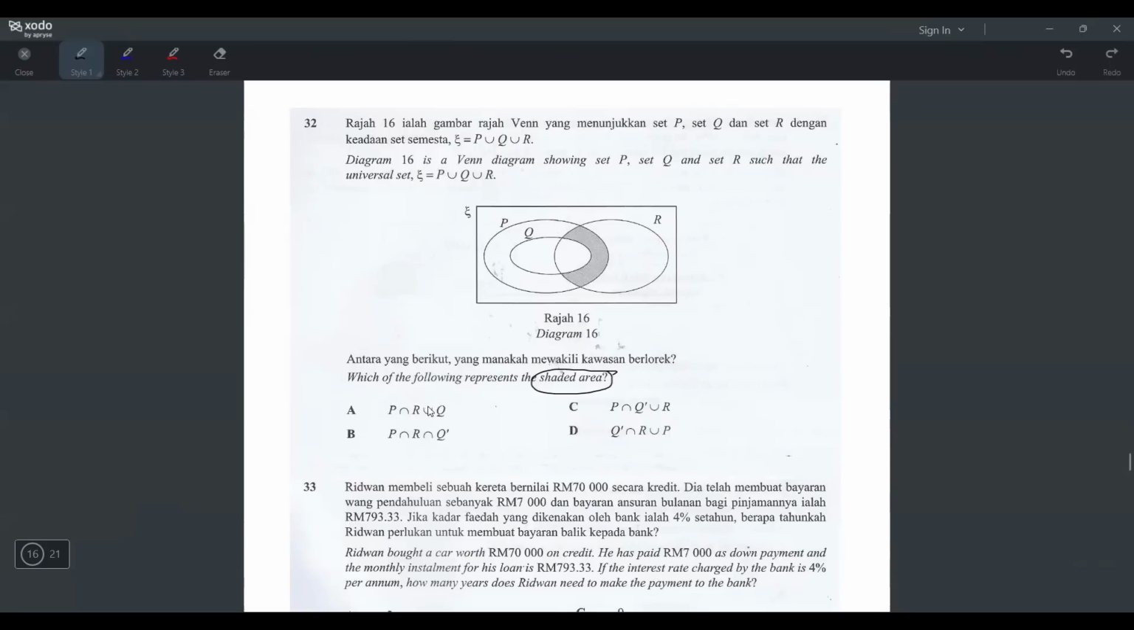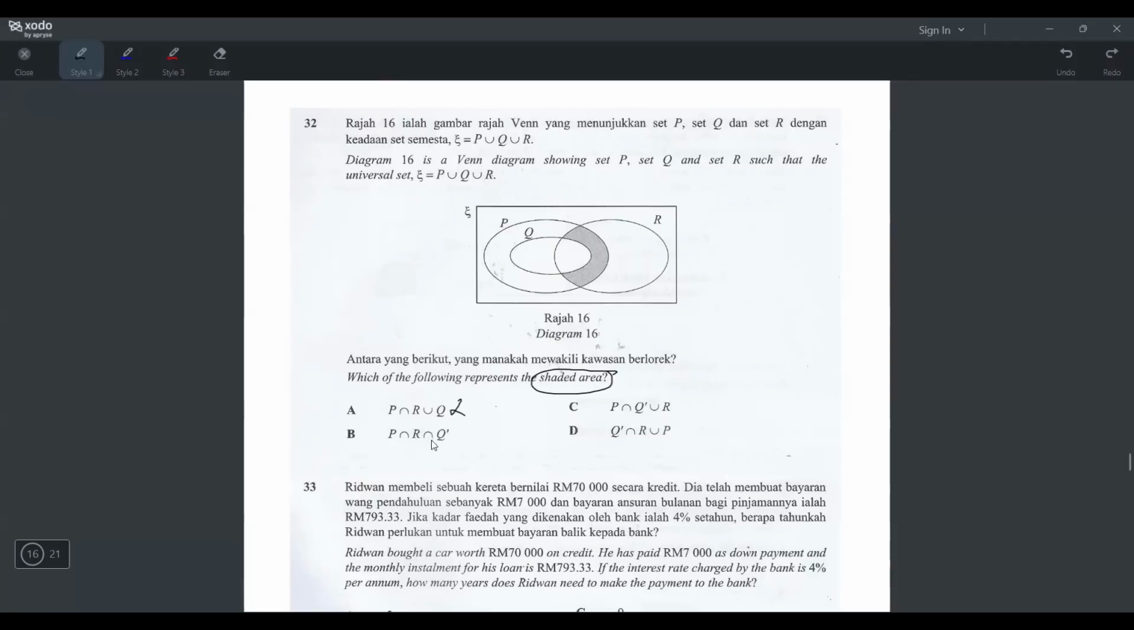Okay, let's check A first. A is P intersect R union Q. There's no bracket, so it means I have to do P intersect R first, which is here. This is the answer for P intersect R. But union Q means I have to combine this region with the Q region. So definitely A is wrong already, because the final answer will be here, here, and here. It doesn't match with the shaded region they made here. So A confirm wrong.